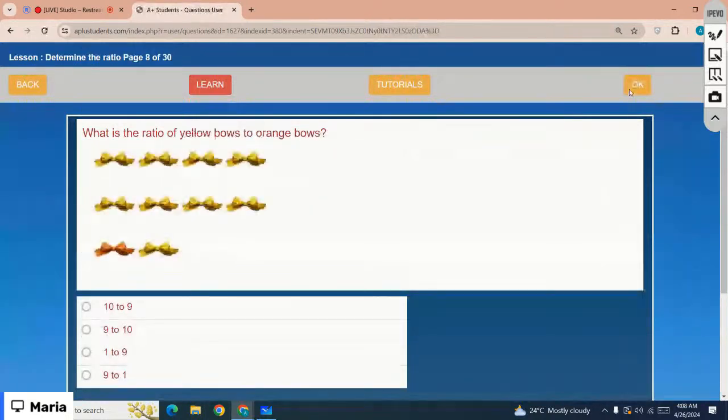What is the ratio of yellow bows to orange bow? The correct option is 9 to 1. You have 9 yellow bows and only 1 orange bow. So the correct option is 9 to 1.